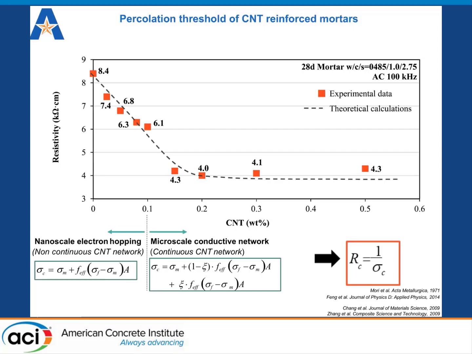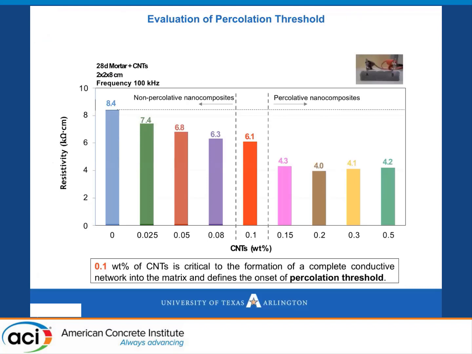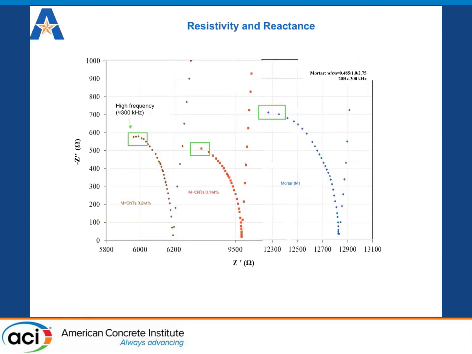But what I just want to say is that from the complex impedance diagrams of the Nyquist plot, we can also observe that at the frequency of 300 kilohertz, we obtain other values, which are called the reactance values. The imaginary part of the Nyquist plot is giving us the reactance values, and these values, as you can see here, actually increase with the CNT content.